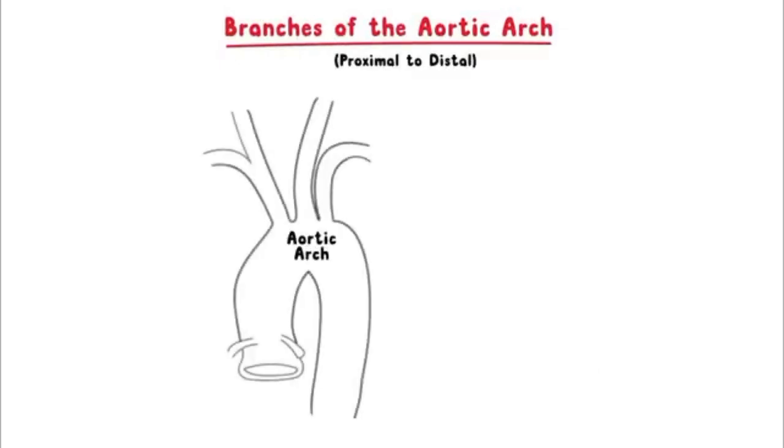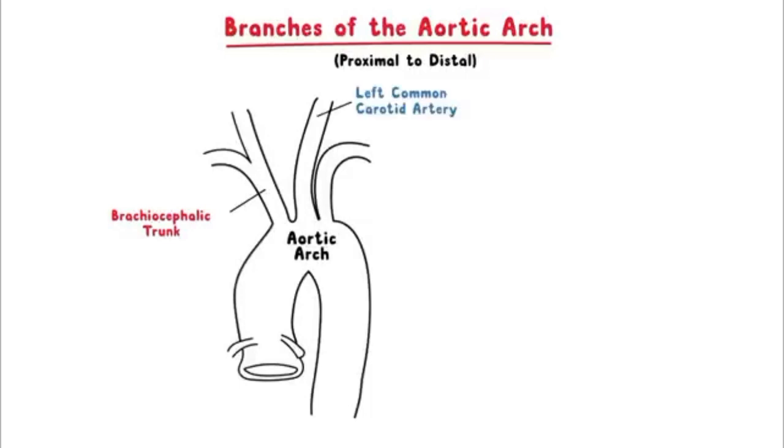There are 3 major branches which arise from the aortic arch. Proximal to distal, these are the brachiocephalic trunk, the left common carotid artery, and the left subclavian artery.